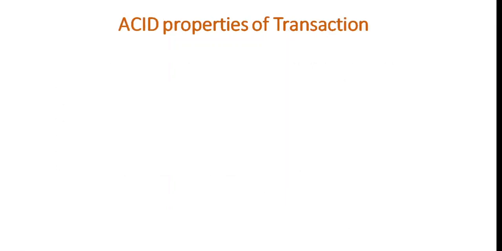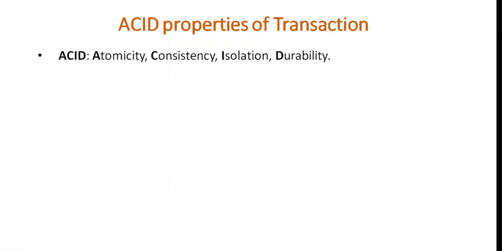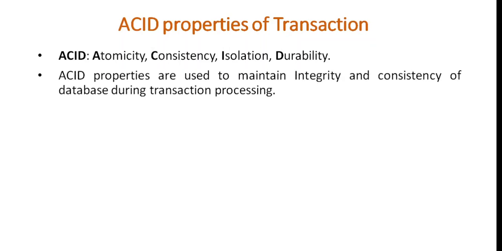Now we'll see what are the ACID properties of transaction. ACID stands for atomicity, consistency, isolation, and durability. For any transaction to become a successful transaction, it needs to satisfy all these 4 properties. Then only we can say that the transaction is successfully executed and the database is in a consistent state.